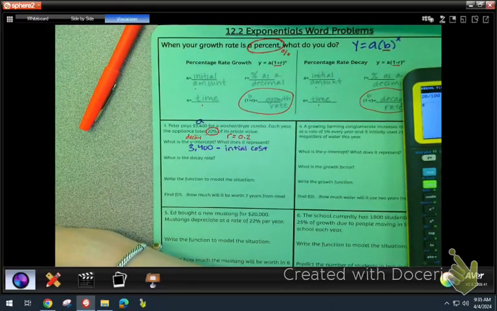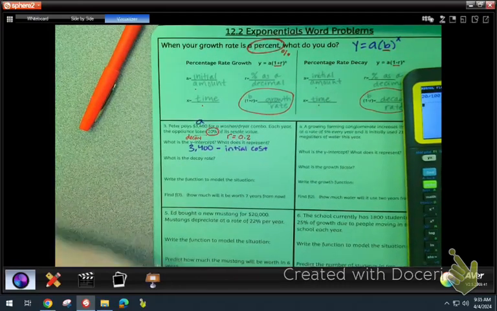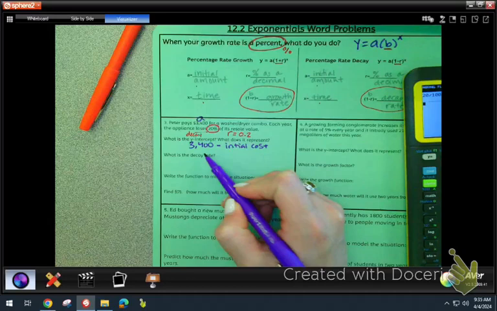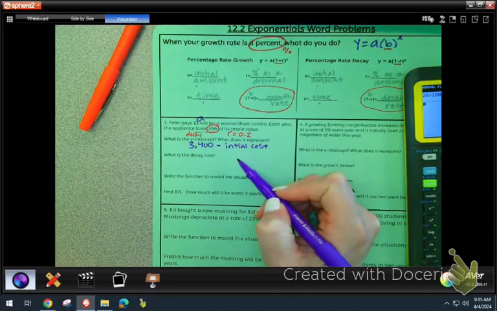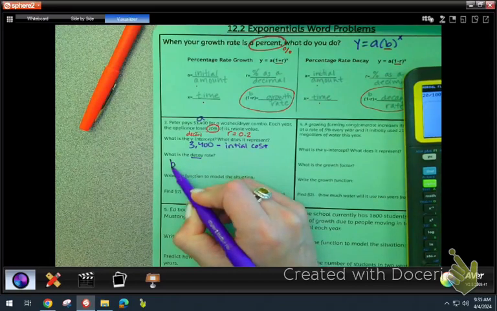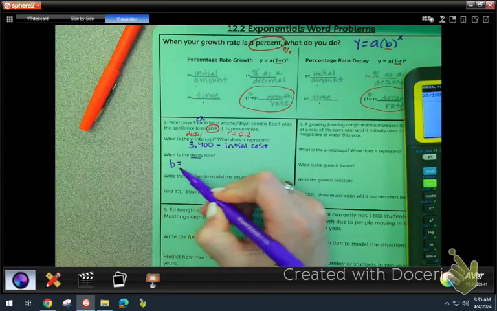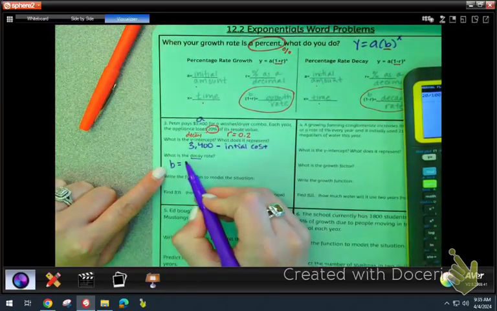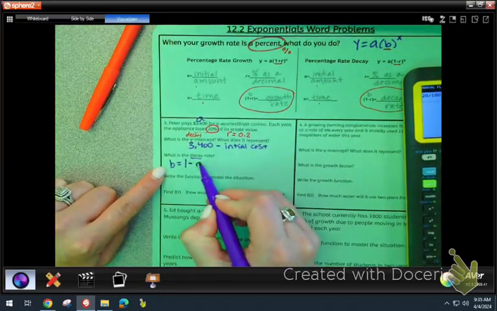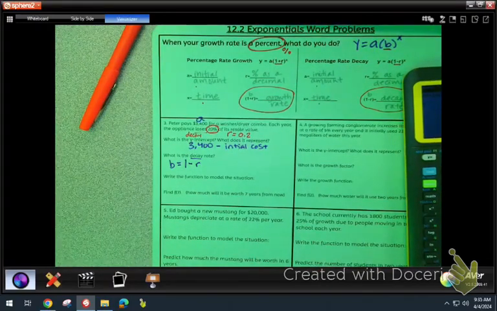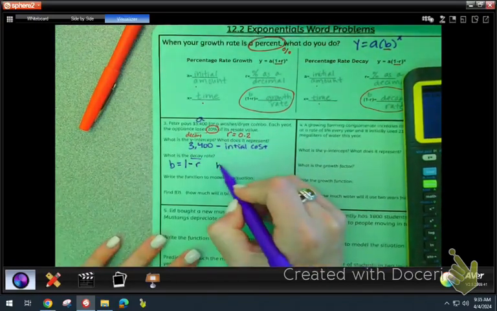What is the decay rate? Now, here's where we have to be careful. Our B values in percentage problems. Wait, the 3,400 is A? 3,400 is A. It's what you paid originally. Okay? So it's decaying because it says it loses value. So this is going to be our B value. If it is losing value, our B is going to be equal to 1 minus R. We're losing value. 1 minus. What is our R value in this problem? 0.2.